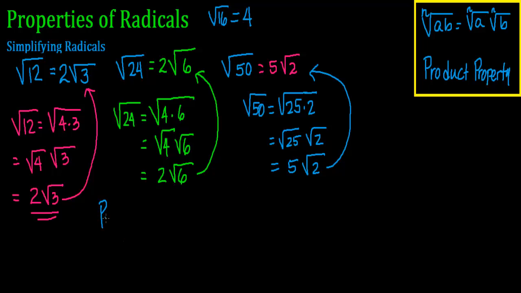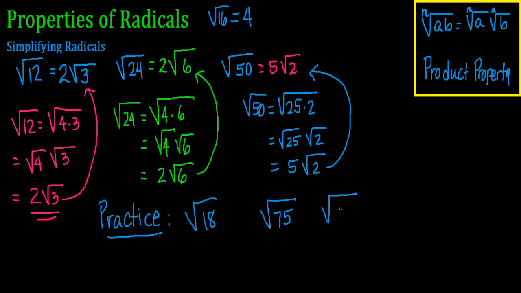Okay? So now I want you to practice. I want you to choose one of the 2 methods shown in this video. You can go back, hit rewind, check both methods. Whichever you like the most, I want you to simplify the square root of 18, the square root of 75, and the square root of 48. Hit pause, try them on your own, and I'll show you the answer in a bit.